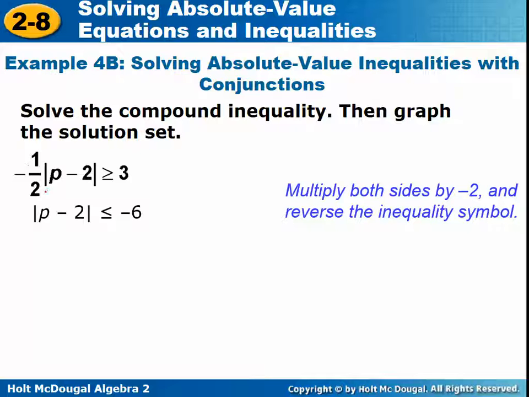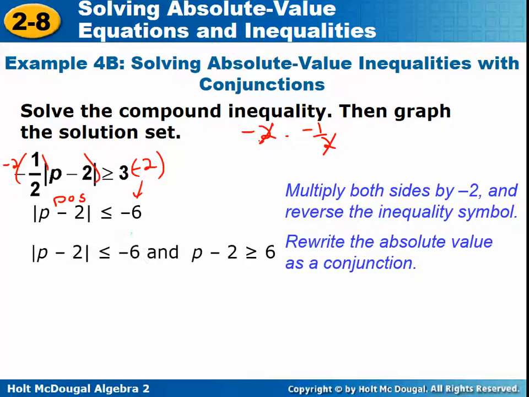All right, in this example, we would start by isolating the absolute value by multiplying both sides by a -2. So when we do that, let's see what we have. On this side, we'd have the -6. That makes sense. On this side, we would have -2 times -1/2. The 2's cancel, and we have negative times -1, which is a positive 1. So everything cancels, and we're left with the absolute value of p minus 2 is less than or equal to -6. So we have a positive value being less than or equal to a -6.